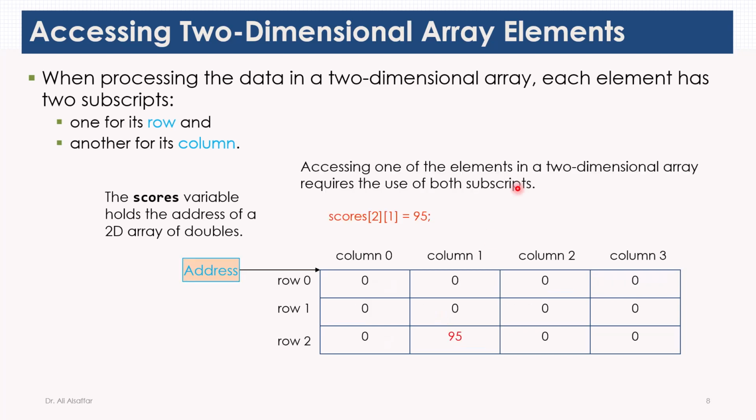As an example, if we want to store 95 into row 2, column 1, we have to use both subscripts for the row and column at the same time. So you write the name of the array, followed by the row number, which is 2, followed by the column number, which is 1, and then you put the value 95 using an assignment statement. Notice how each dimension has its own square brackets. So you don't put a comma between them because you will have a syntax error.